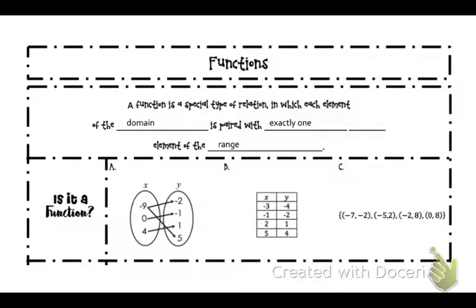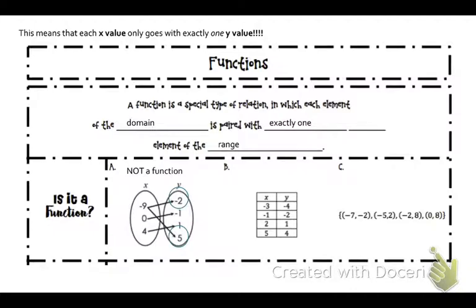Okay? So if we look at example A, -9 goes to -2 and to +5. So that one is not a function because -9 has 2 y values and we only want one y value. Okay, so that one doesn't work. B is a function because each x value has only one y value. And C is also a function because each x value has only one y value. Y values can have more than one x value, but x values can only have one y value. Okay?